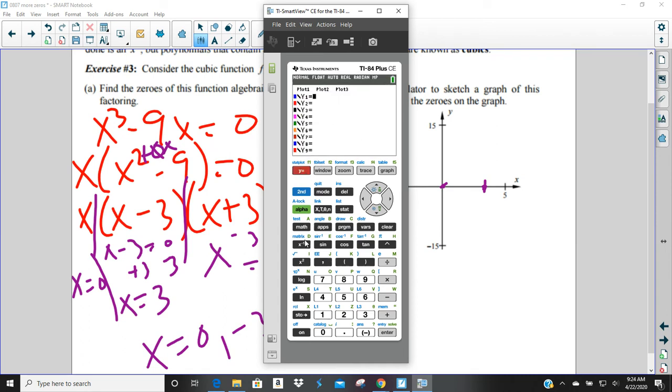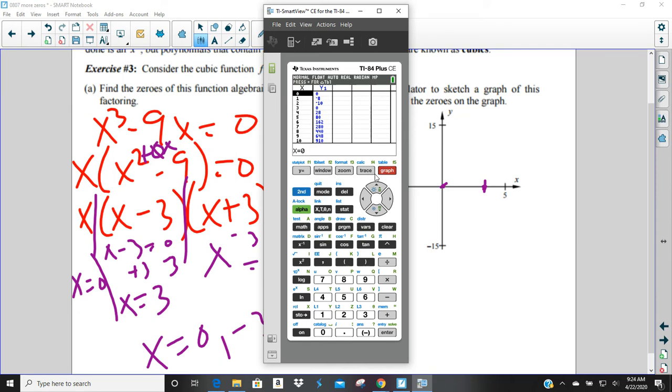So we're going to do, it doesn't matter, we can do x to the third minus 9x. Or I could have done x parenthesis x minus 3 parenthesis x plus 3, right? So I'm going to go to graph. Okay, and you can see that's what it's looking like. I just want to see what it's turning at. That's going to be kind of important.